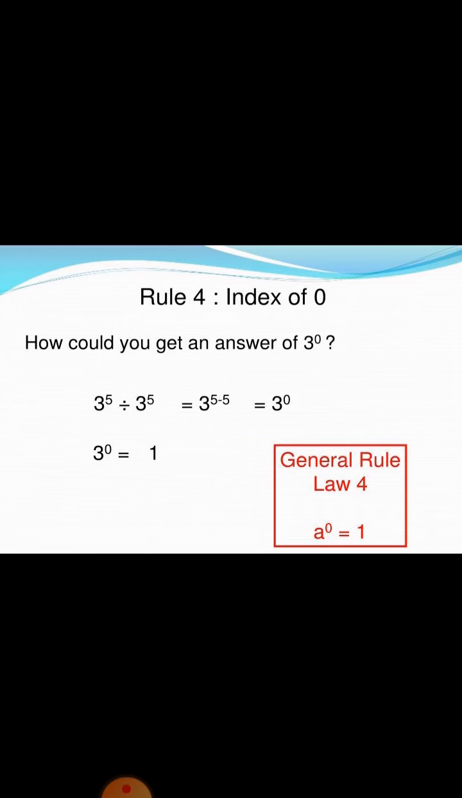Next, we discuss index of 0. When the power is 0, the result is always equal to 1. For example, 3 raised to power 5 divided by 3 raised to power 5. When we subtract 5 minus 5, we get power 0. Anything raised to power 0 is always equal to 1.